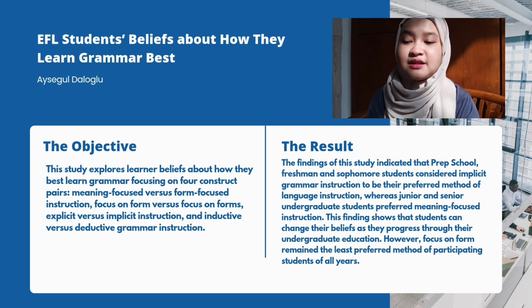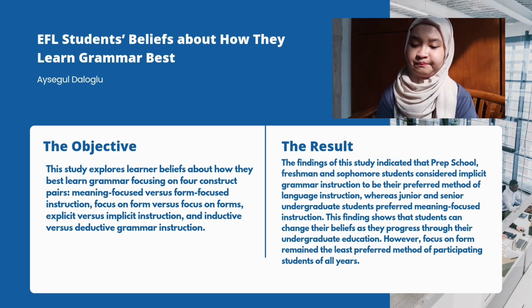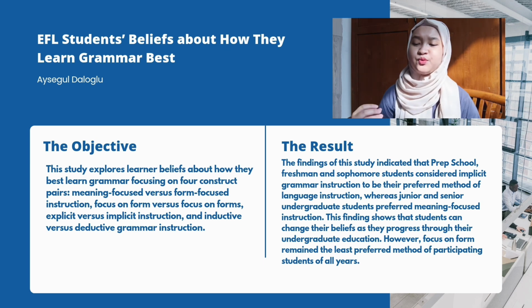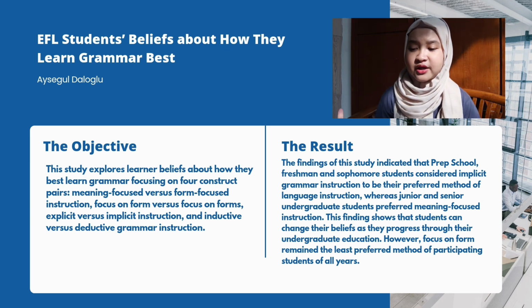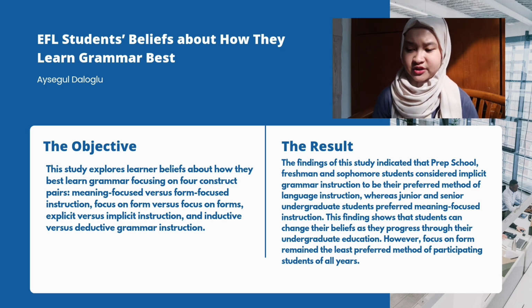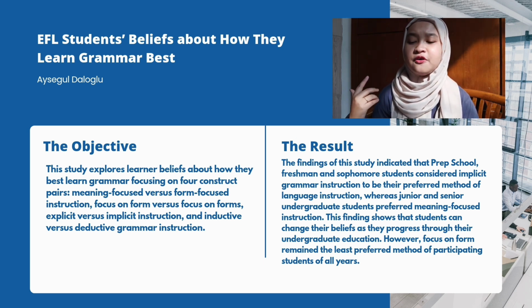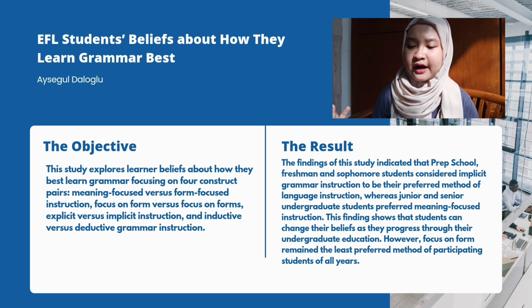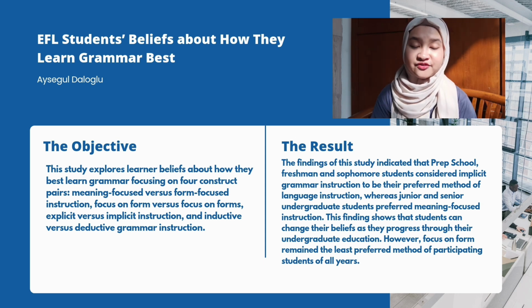And the next is EFL Students' Beliefs about How They Learn Grammar Best by Isegul Daloglu. The objective of this study is to explore learner beliefs about how they best learn grammar, focusing on four construct pairs: meaning focus versus form focus instruction, focus on form versus focus on forms, explicit versus implicit instruction, and inductive versus deductive grammar instruction.